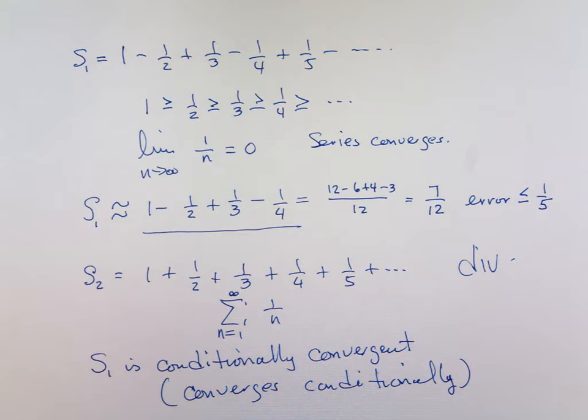Alternating series have 3 possibilities for converging. They can converge conditionally, which is what we have here. They can converge absolutely.